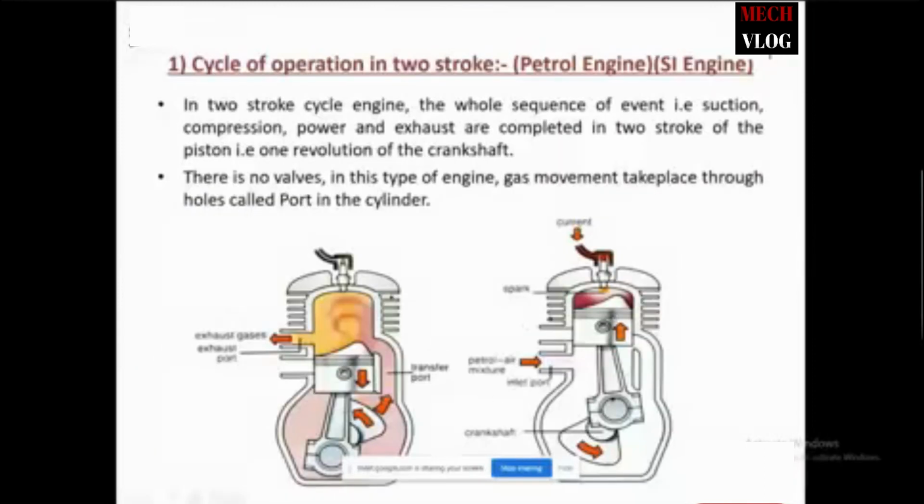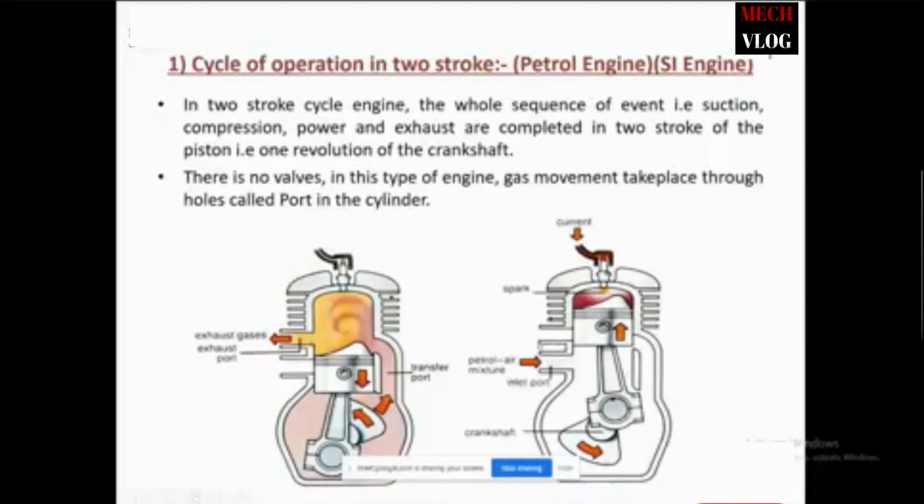Suppose this is our diesel engine, and here we have the fuel injector. Initially our piston is at bottom dead center, and when the piston moves from bottom dead center to top dead center, a pressure difference occurs inside the crankcase. The air enters the crankcase: inside the crankcase it is low pressure, and in the atmosphere it is high pressure. So the air enters the crankcase through the inlet port.